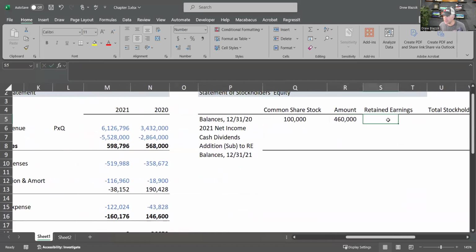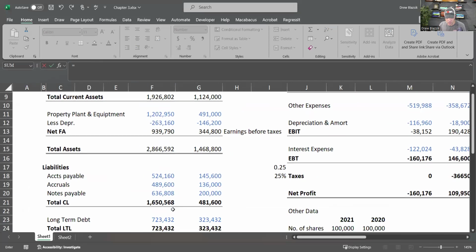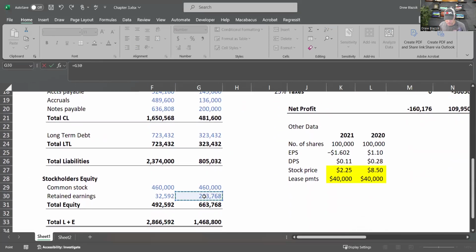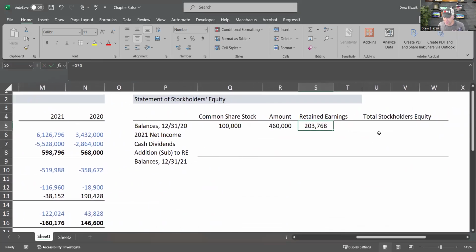Next is retained earnings. What is our retained earnings? We're looking at 2020. Is that found? Retained earnings. We did that earlier. That's found in the balance sheet of our liabilities plus equity. There's retained earnings 203. This is 2020. Make sure you don't hit that. It's 2021. We'll have to calculate that. 203.